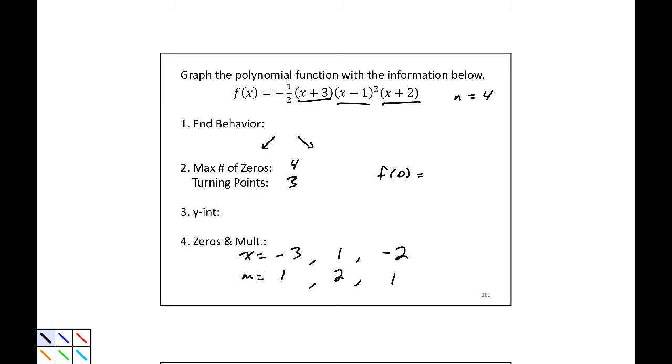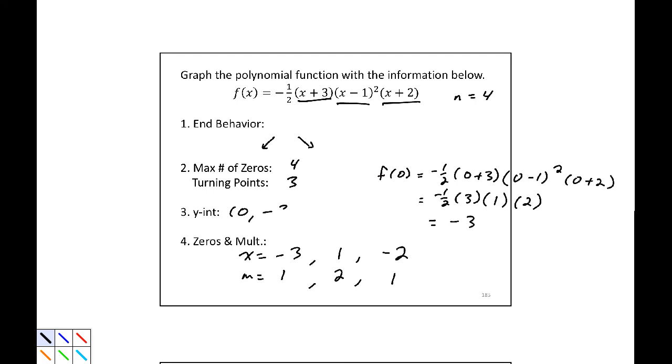That would be negative 1/2 times (0 plus 3), (0 minus 1) squared, and (0 plus 2) are our different factors. That would be negative 1/2 times 3, and that would be negative 1 squared, so that's positive 1, times 2. And that is equal to negative 3. So that our y-intercept is (0, -3).